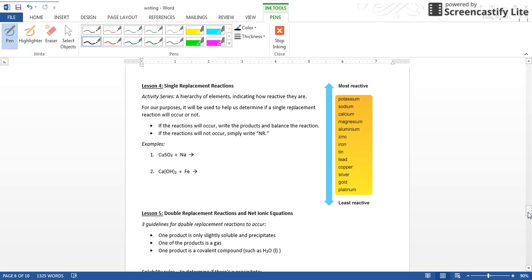So this is our activity series. On the right here, it's this table. From bottom to top, it goes from least to most reactive. So the ones at the top are all powerful. Those at the bottom are not.